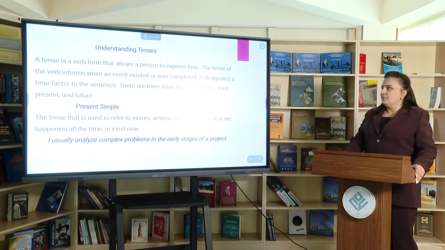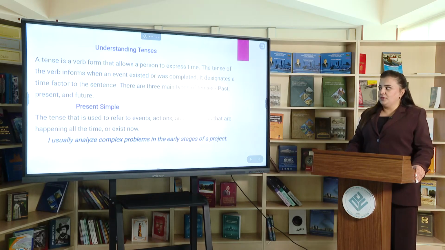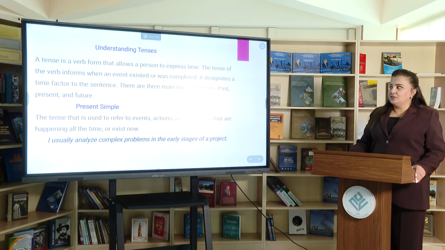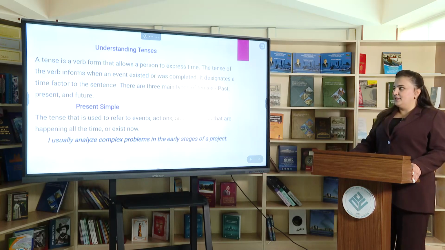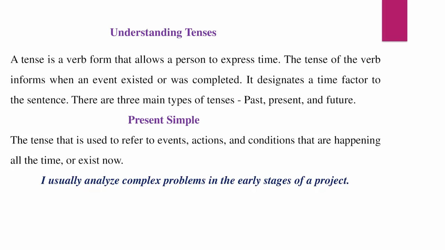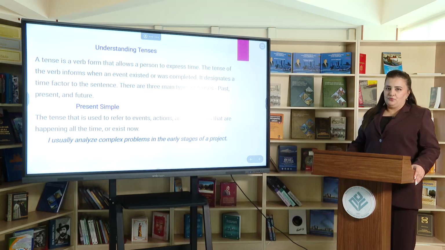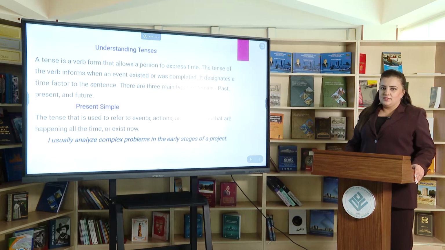Understanding tenses. A tense is a word form and allows a person to express time. The tense of the verb informs when an event existed or was completed. It designates a time factor to the sentence. There are three main types of tense forms: present, past, and future. I want to inform you about these tense forms.